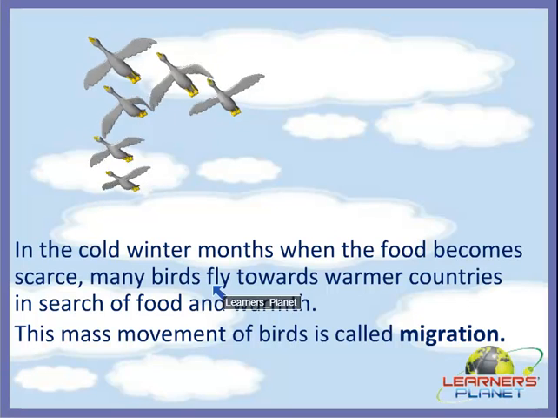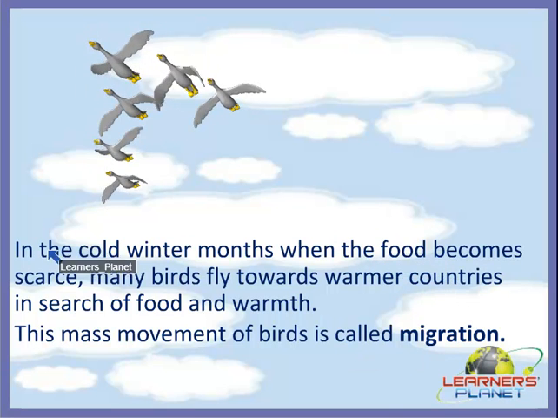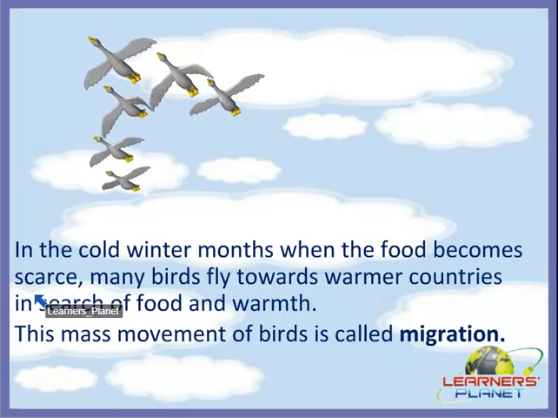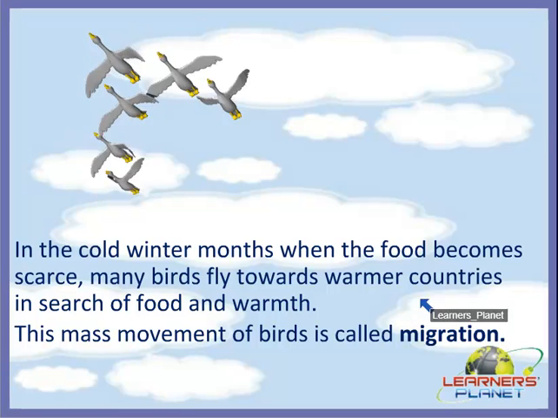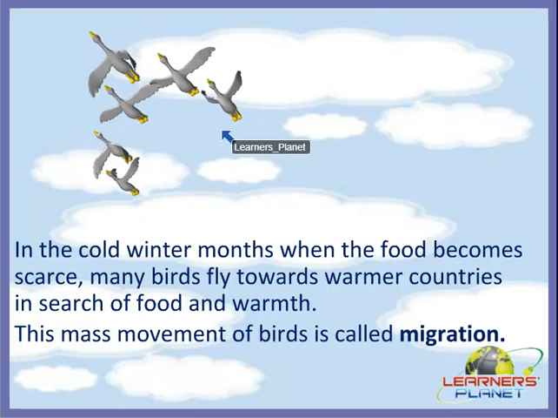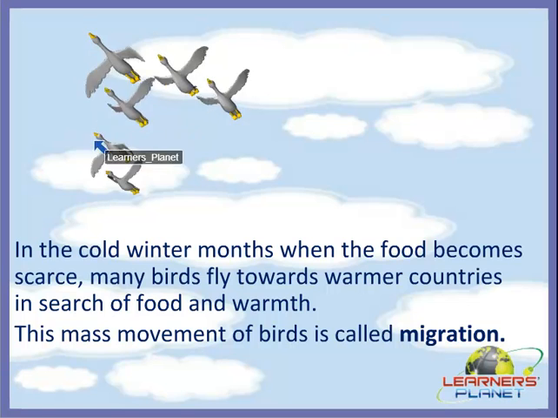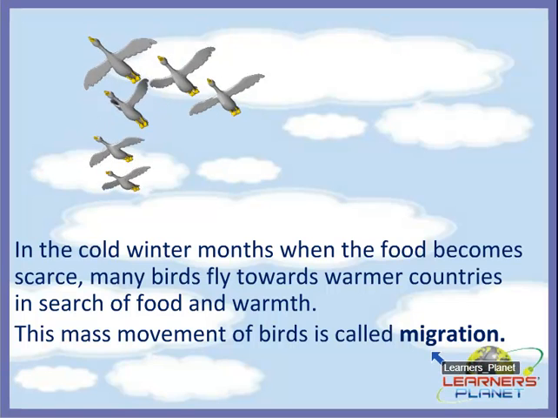Children, we will also see some more characteristics. In the cold winter months when the food becomes scarce, or we can say that the food becomes very less, many birds fly towards warmer countries in search of food and warmth. So this kind of mass movement of birds, what is the mass movement of birds? Means many of the birds fly together, right? So this is called the mass movement. So the mass movement of the birds is called migration. What is it called?